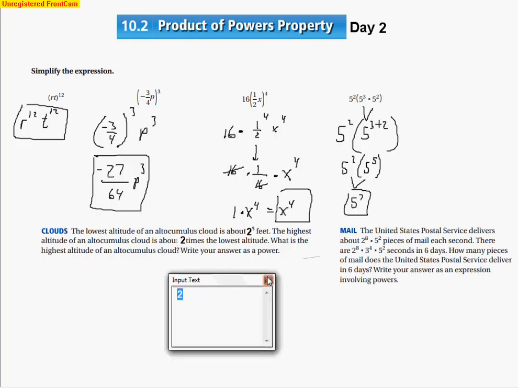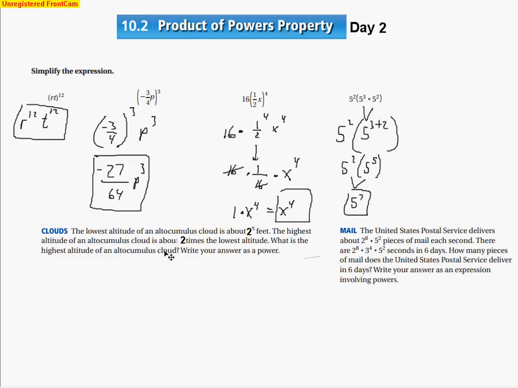So now we've got this situation. It says the lowest altitude of an altocumulus cloud is about 2 to the 9th power feet, and the highest altitude of an altocumulus cloud is about 2 times the lowest altitude. What is the highest altitude? So what we're going to do here is we've got 2 to the 9th power, and when it's 2 times, that just means you're going to take 2 times that value. The lowest altitude is this. The highest altitude is 2 times this lowest altitude. So in order to find the highest altitude, you're going to double 2 to the 9th.